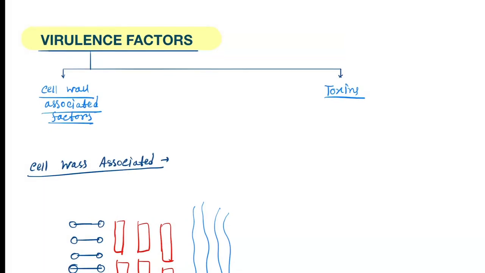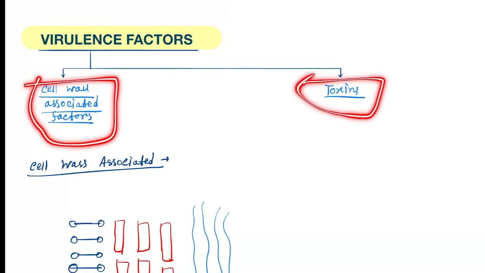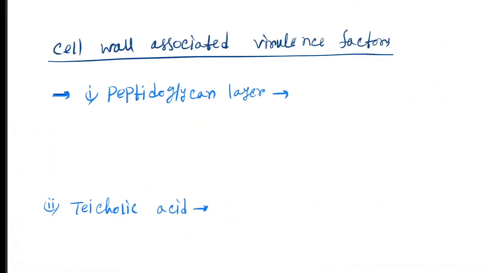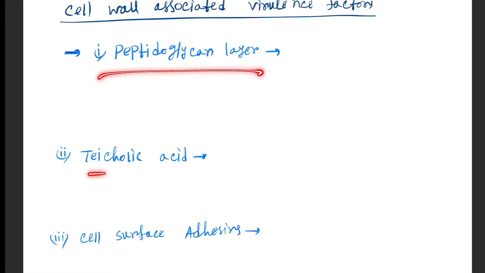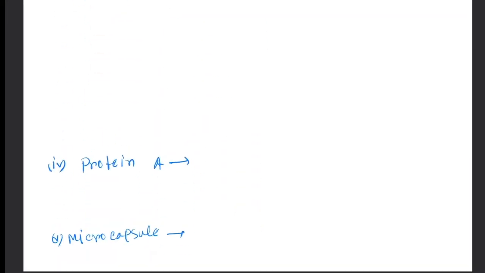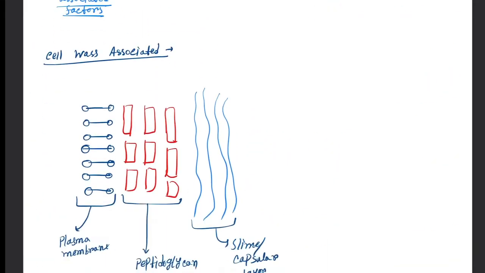Okay, so here it is, virulence factors. There are two types of virulence factors: cell wall associated factors and the toxins. In cell wall associated factors, the virulence factors are the peptidoglycan layer, teichoic acid, cell surface adhesins, protein A and microcapsule. Let's see this in the structure.